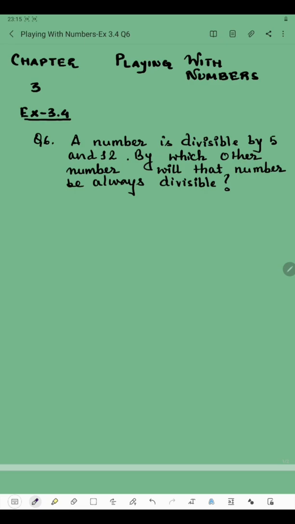So here it is said that a number is divisible by 5 and 12, means when this number is divided by 5 or 12, we will get 0 as remainder. Now we will have to find by which other number will that number be always divisible. So let the number be x, and if it is divisible by 5 and 12, then when we divide x by 5 or by 12, we will get 0 as remainder. We will have to find the third number. When we divide x by this third number, we will get 0 as remainder.